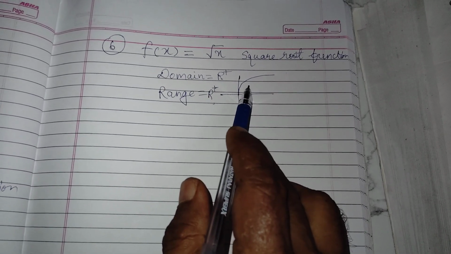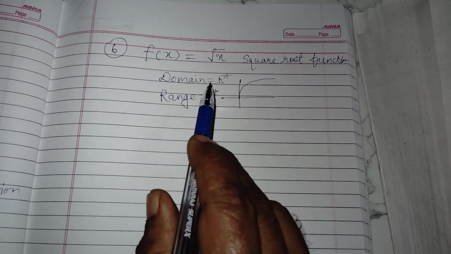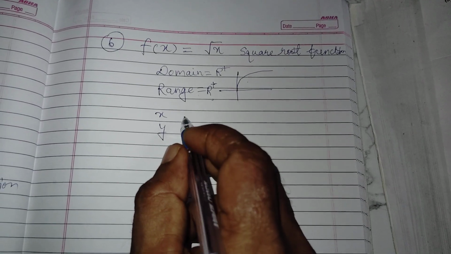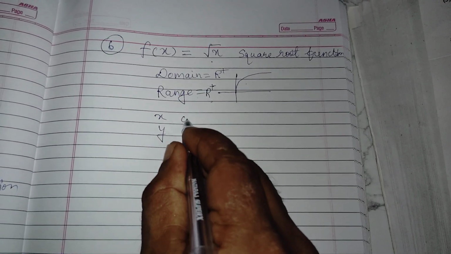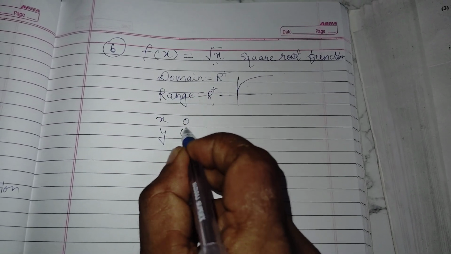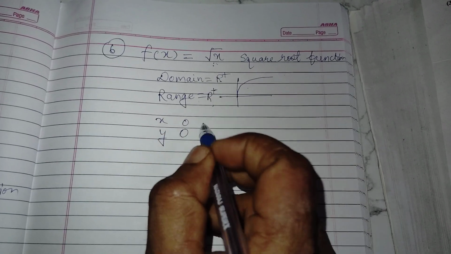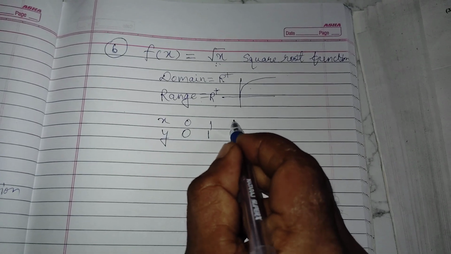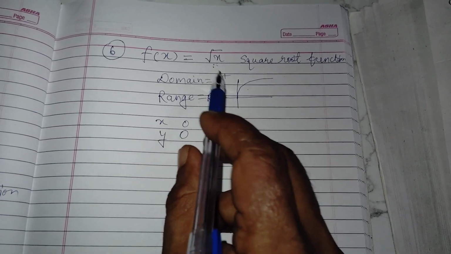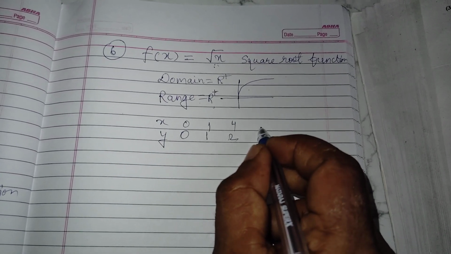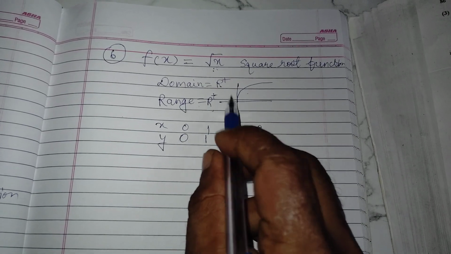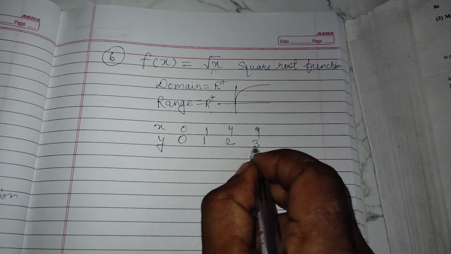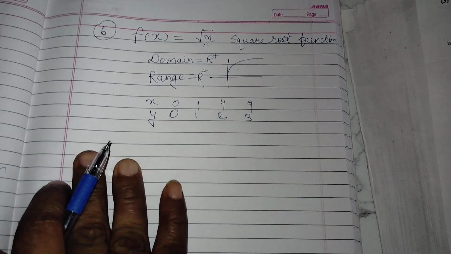So it lies in the first quadrant because the range and domain are both positive, and we can take points on this graph. If I take x equal to 0, I get f of x equal to 0. If I take x equal to 1, I get f of x equal to 1. Similarly for 4, under root 4 is 2, so f of x is 2. Similarly I take the perfect square number 9 for x, so under root 9 is 3, so f of x is 3. So this graph forms.